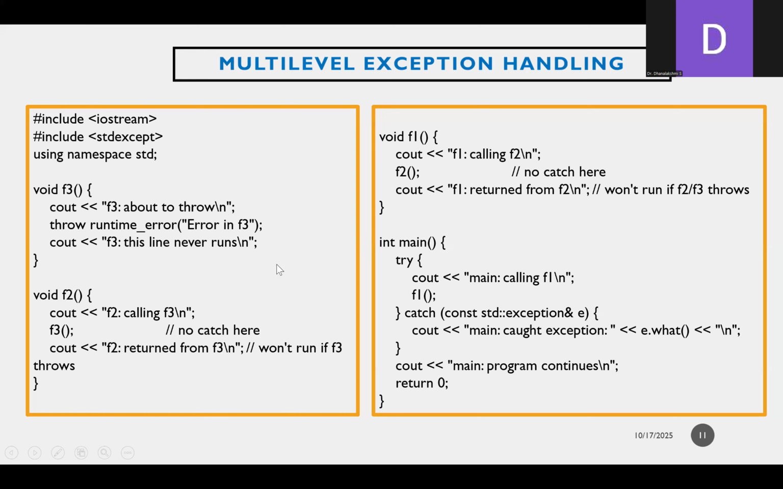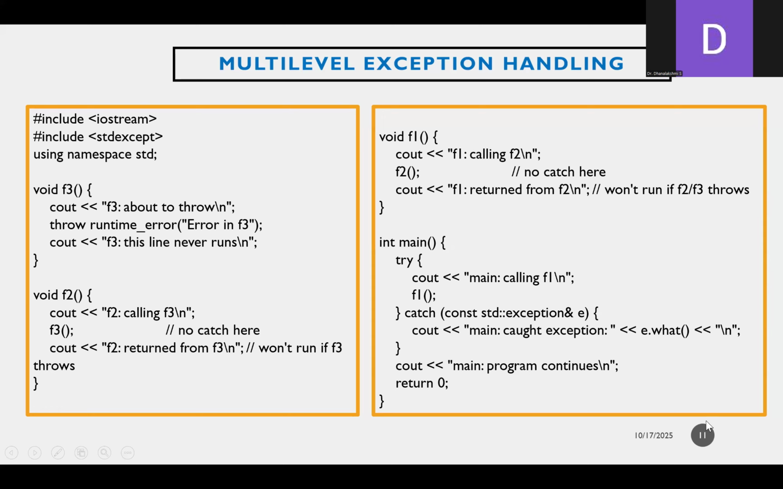Stack unwinding: you can see F2 and F1 have no catch here. The exception propagates back to the caller F2, and F2 has no catch, so it also exits immediately. Therefore the remaining lines are not executed. The same thing happens for F1 because it has no catch. This process of exiting the functions and cleaning up is called stack unwinding.